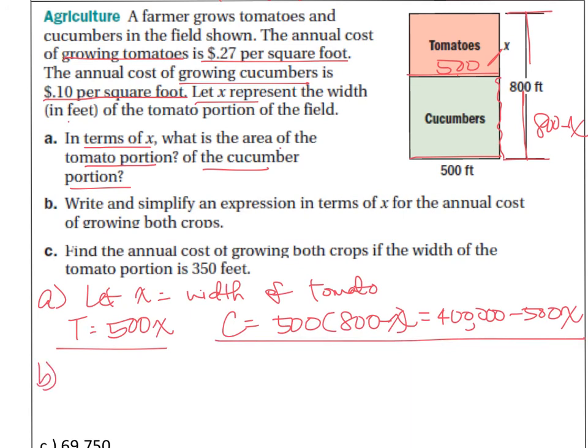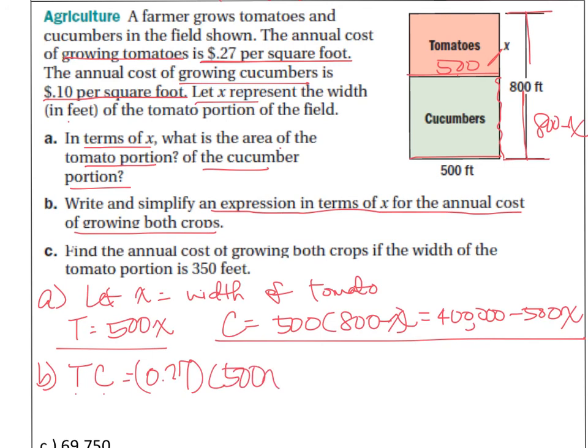B, write and simplify an expression in terms of X for the annual cost of growing both crops. So the total cost, I'll use TC, T for total, C for cost, equals, we know that it's 27 cents per square foot for tomatoes. We could take 0.27 and multiply that by 500X. And 10 cents for cucumbers, and multiply that by 400,000 minus 500X.